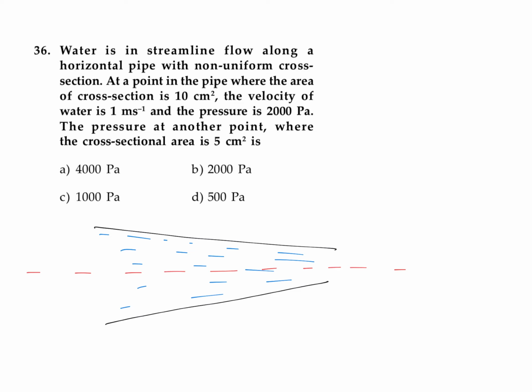So, non-uniform cross section: at a point in the pipe, the area of cross section is 10 centimeter square. So take it that over here the area is 10 centimeter square. Velocity of water is 1 meter per second. And the pressure at this point is given as 2000 pascal. Our aim is to find out the value of pressure at another point where the cross-sectional area is 5 centimeter square.